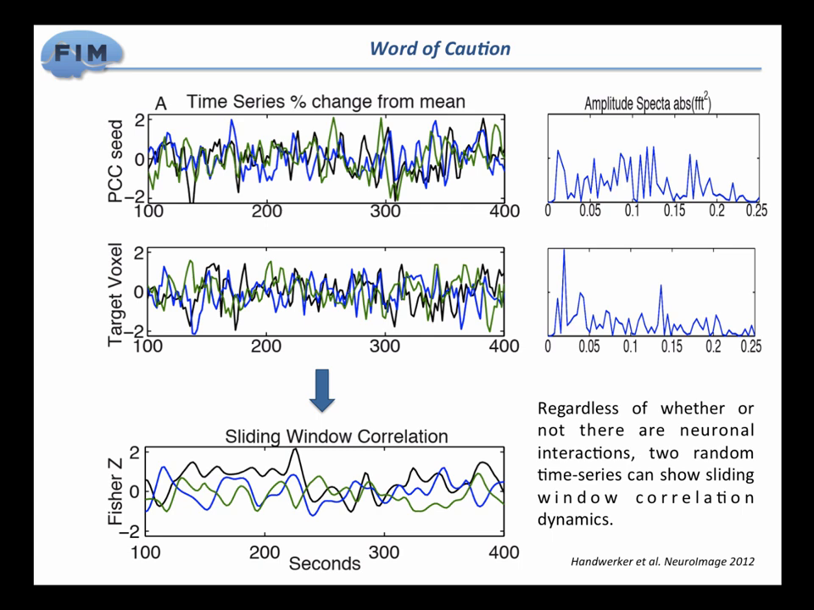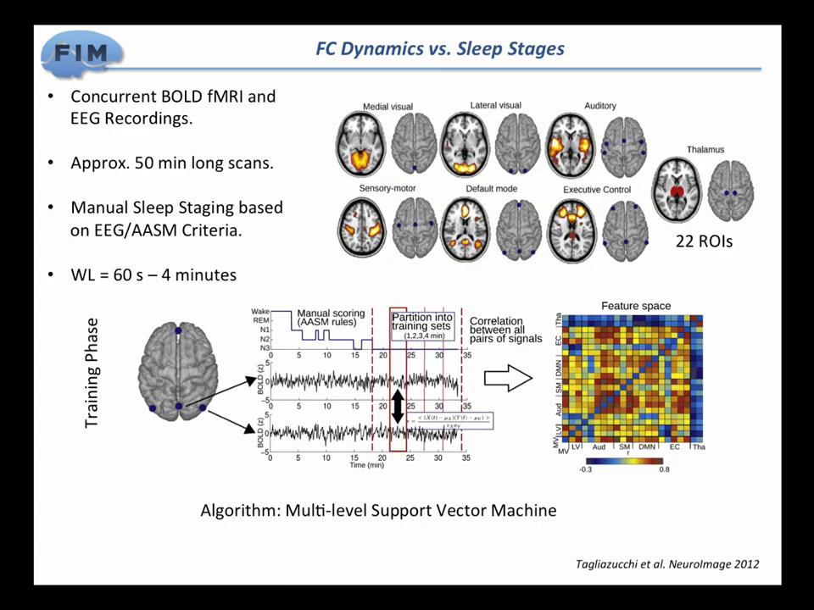I would say here, just give it an extra thought. So on the positive end, people have found relationships between functional connectivity states or dynamics and a lot of things. This is a very nice study in which they try to stage sleep stages based on fMRI and based on this concept of functional connectivity states.